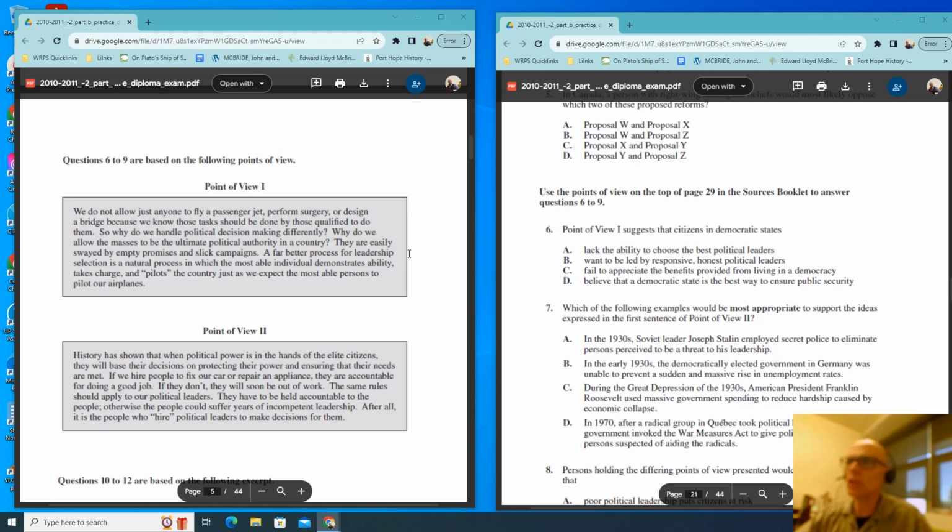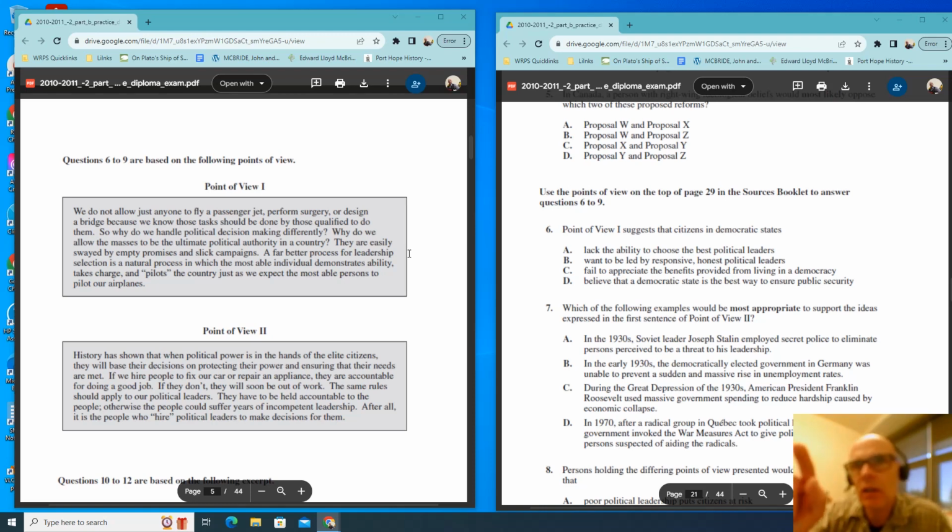C, fail to appreciate the benefits associated from living in a democracy. D, believe that a democratic state is the best way to ensure public security. C and D, they're looking at the value of a democracy, but again, there's some subtle differences here. So I might now start matching. I'm going to take A and say, do we lack the ability to choose the best leaders? And if so, what sentences in point of view 1 would support that?